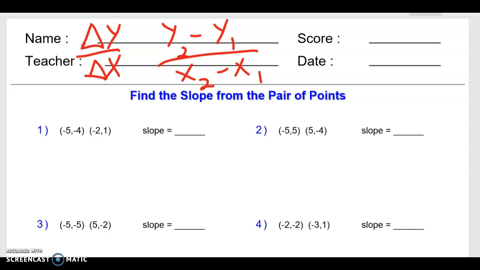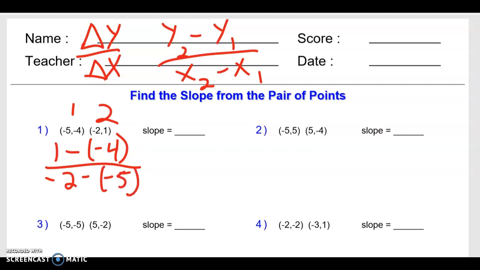So here you have two points. We're going to label this point 1 and this point 2, and that's where this information comes into play. We're going to start with our y's. So our y is our second point, so we have 1 minus a negative 4, over a negative 2 minus a negative 5.